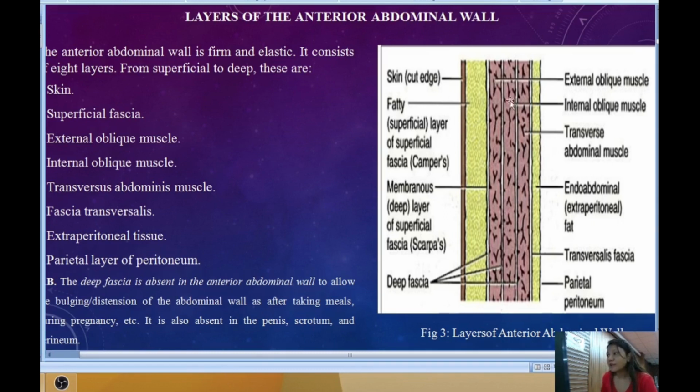Okay. What is the next layer? Muscle layer. First layer of the muscle, from outside to inward, is the external oblique. When I am asking, kindly respond. External oblique, then internal oblique, then transversus abdominis. The fascia covering the transversus abdominis is the fascia transversalis. Then we have the extraperitoneal fat, and the last layer, which is the parietal peritoneum.